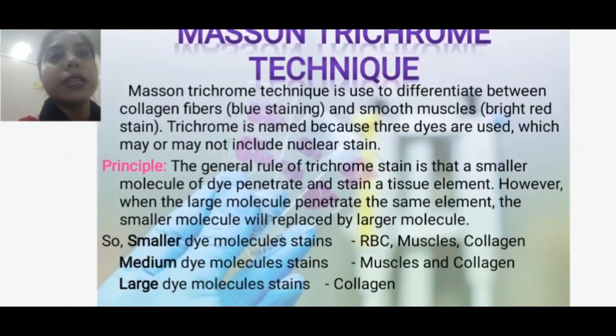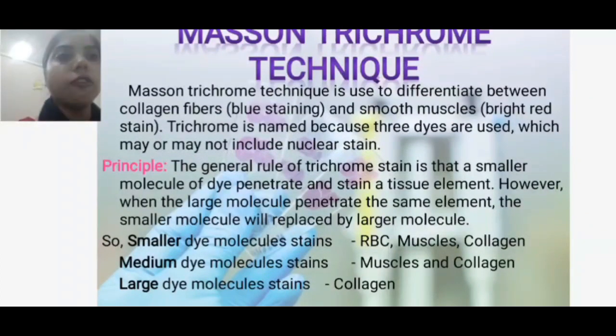So the first stain is Masson trichrome technique. Masson trichrome technique is used to differentiate between collagen fibers. The collagen fibers will be stained in a blue color and smooth muscles will be stained in a bright red stain. Trichrome is named because 3 dyes are used, which may or may not include nuclear stain.